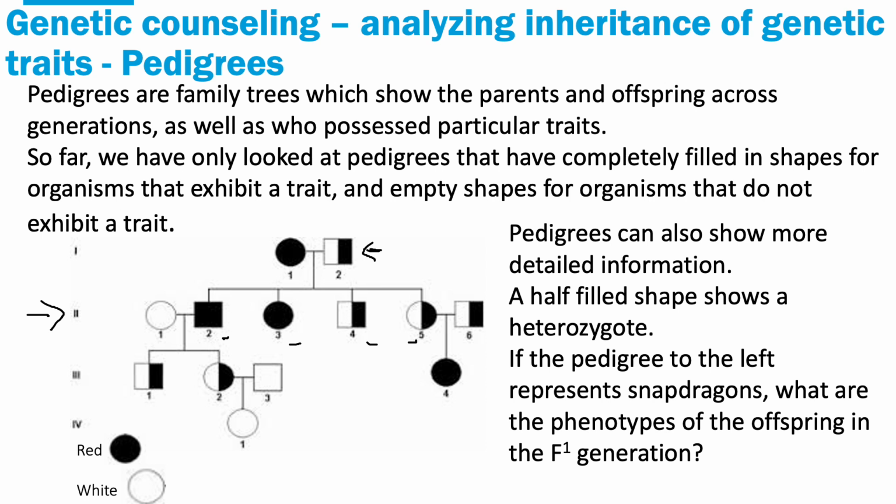2 and 3 are completely colored in. They are going to represent red snapdragons. And then 4 and 5 are only partially colored in. So we know they're not red, we know they're not white. This is incomplete dominance. We're looking at pink snapdragons. So 4 and 5 would be pink snapdragons.